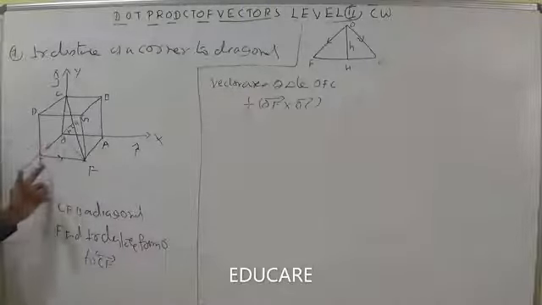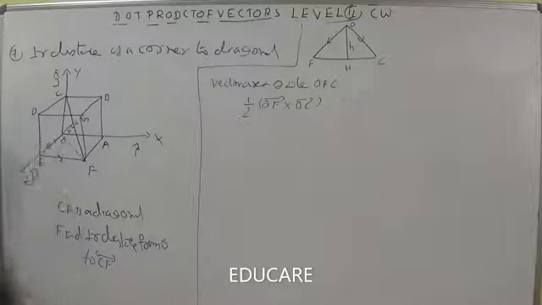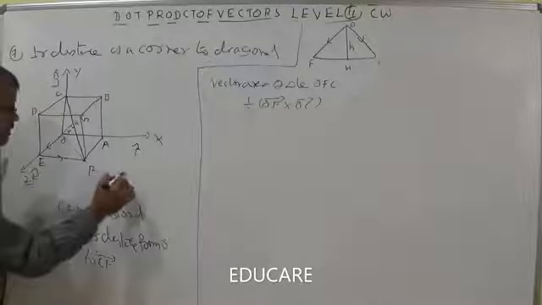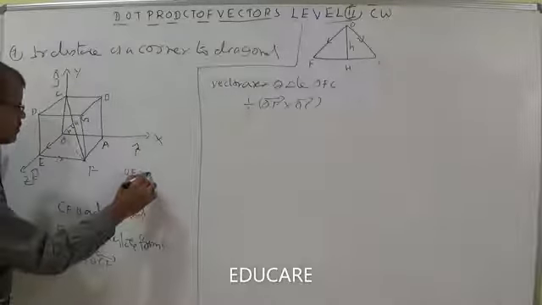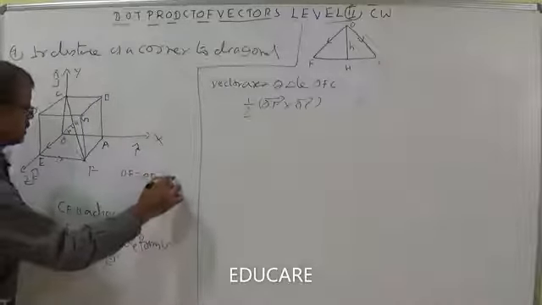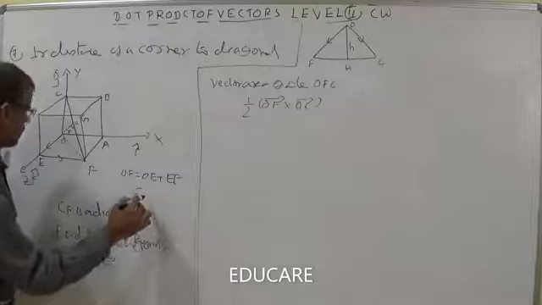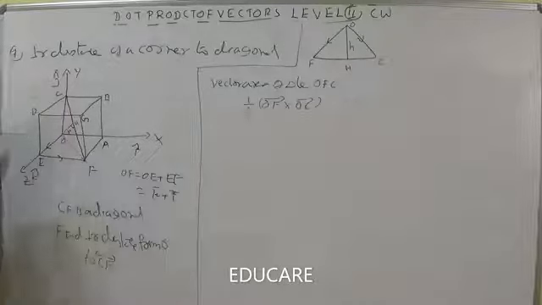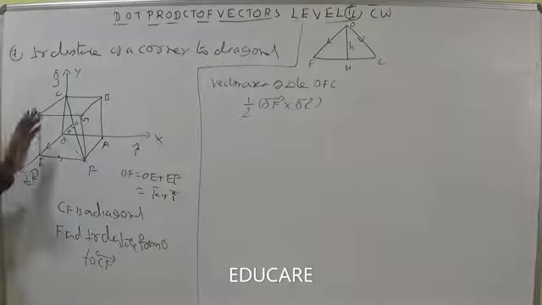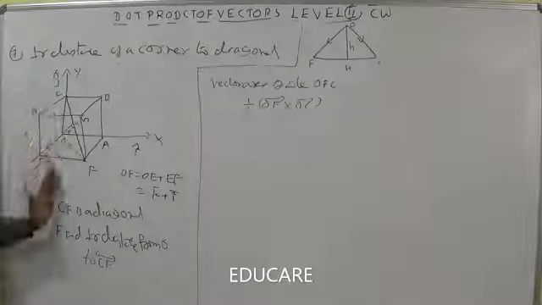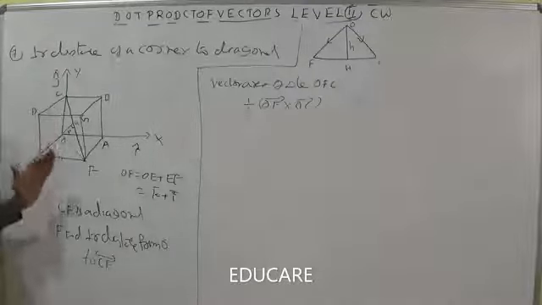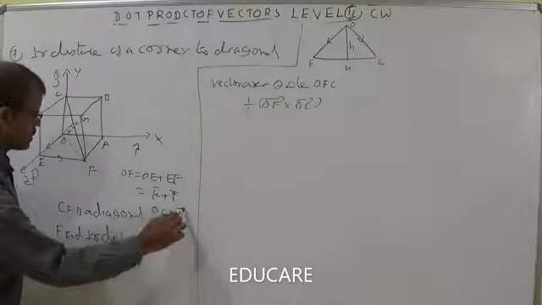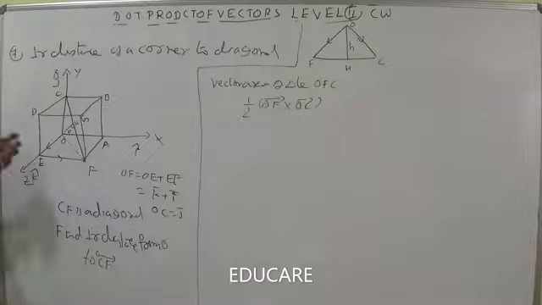OF can be written using the triangle property as OE plus EF. I am writing here, OF is equal to OE plus EF. So OF you can understand as K plus I. That is K plus I. Next OC. OC is in the direction of J bar. So simply it is J bar. OC is equal to J bar. O is 0, 0, 0.